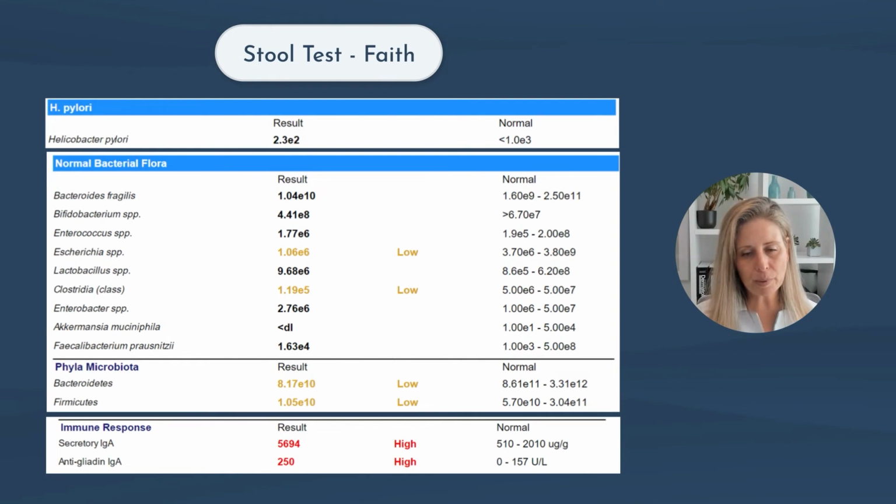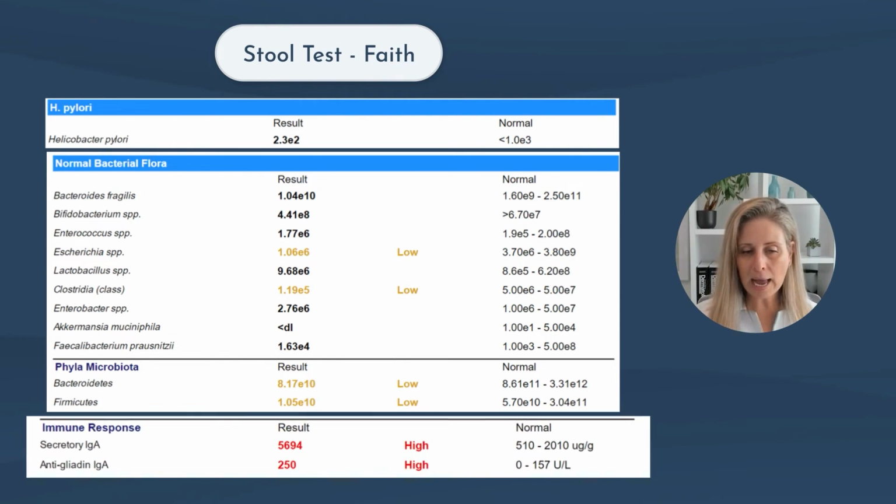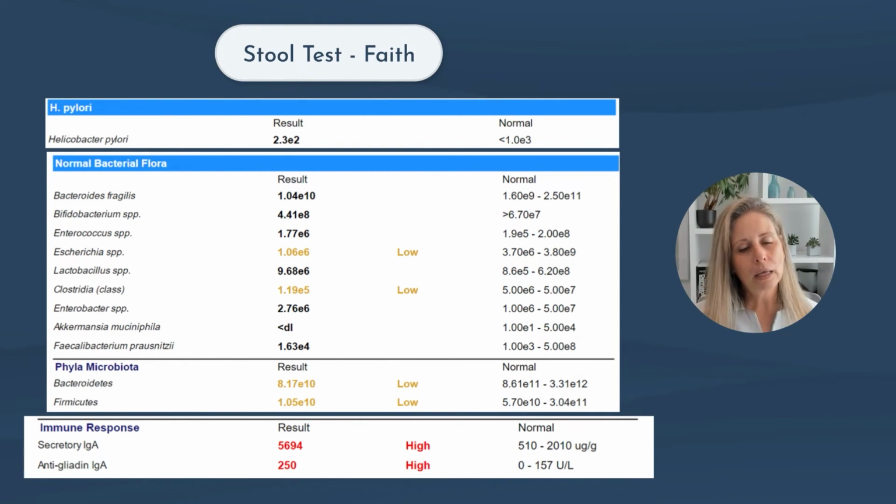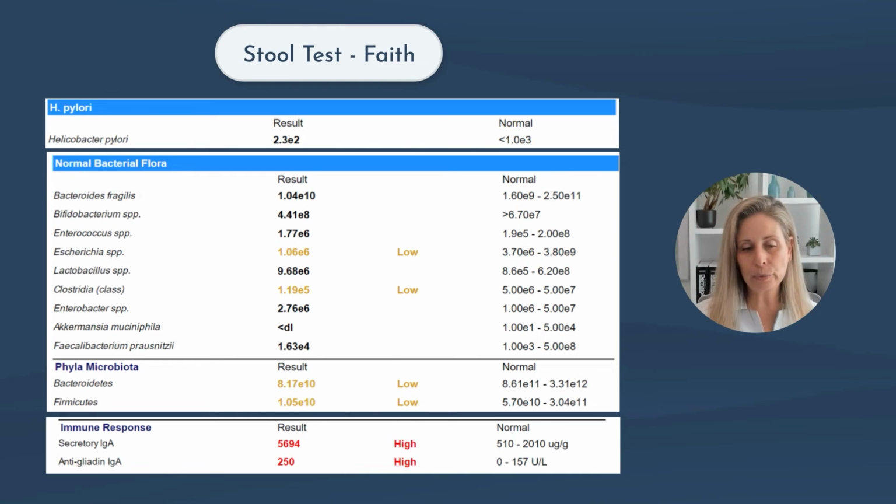But then in the immune response, we see that there's a very high level of inflammation. So she has high secretory IgA and high anti-gliadin IgA. Gliadin is a glycoprotein found in gluten. So high anti-gliadin IgA means that she is having a reaction to gluten. And anytime you see this, you're going to want to try taking that individual off of gluten. Now, it's hard to know, is her total secretory IgA being driven high by the gluten, or are there other factors? The first thing to do would be, again, to take her off the gluten. But there's a high inflammatory response in her gut right now.